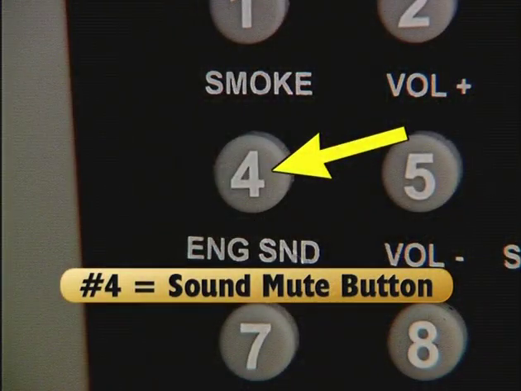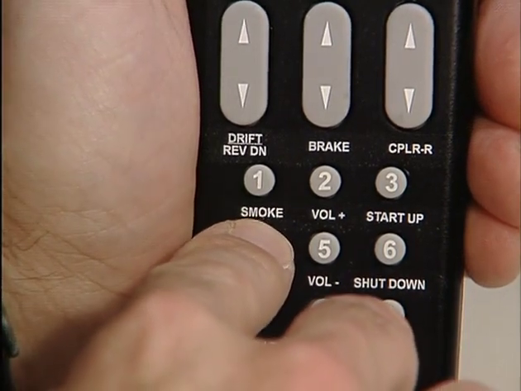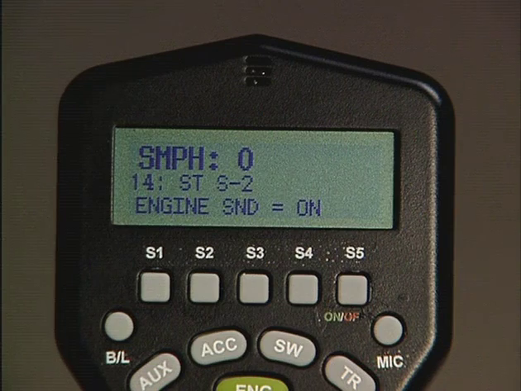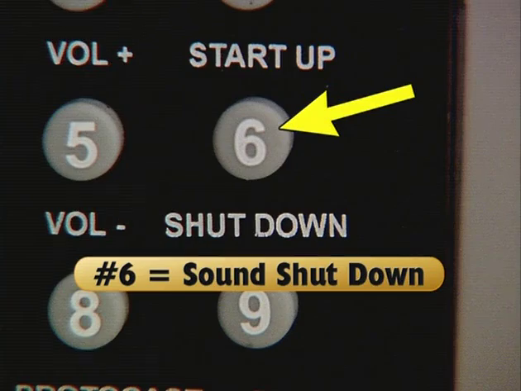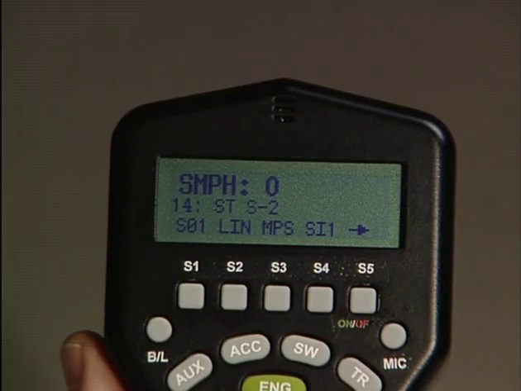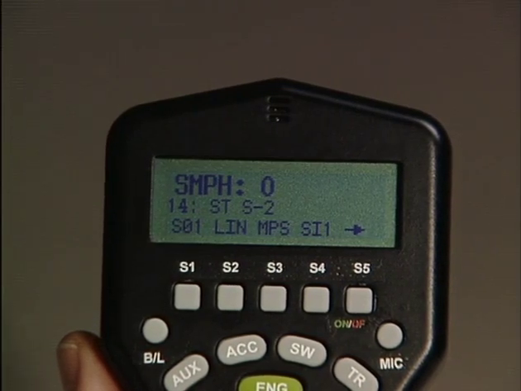Press this button to silence engine sounds instantly. This is the mute button. The LCD will show engine sound on or engine sound off. Press this button to shut down a locomotive. The LCD will show shutdown. Shutdown sounds will play and the engine will go silent.